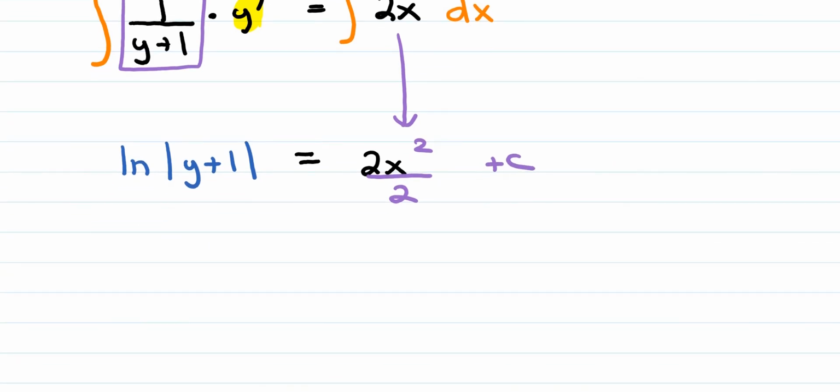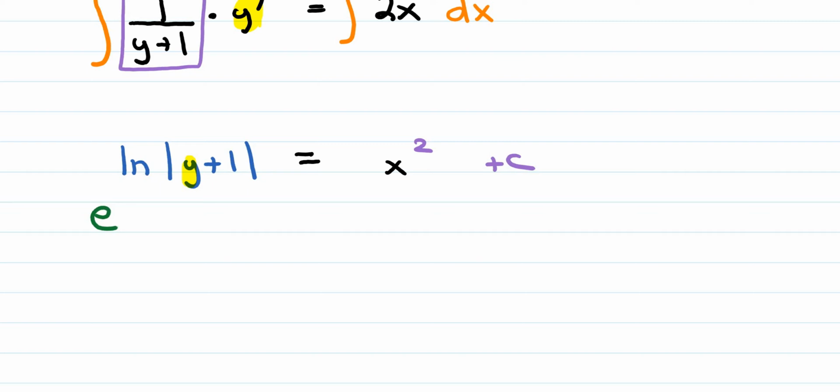Okay, and then I guess I can just erase the 2's here. They just cancel off. And that is my antiderivative on the right-hand side. Now, we definitely need to find the value of c here using the initial condition, but the best way to find c is to isolate for y completely if you can, and we can do that by raising both sides to the power of e.